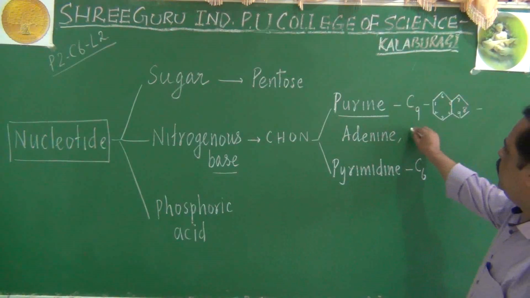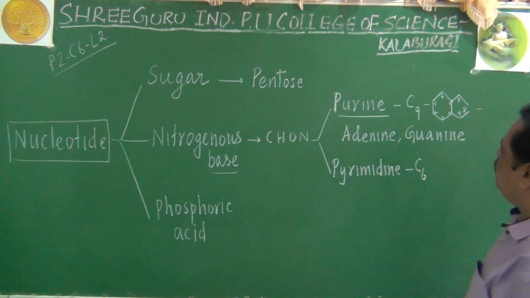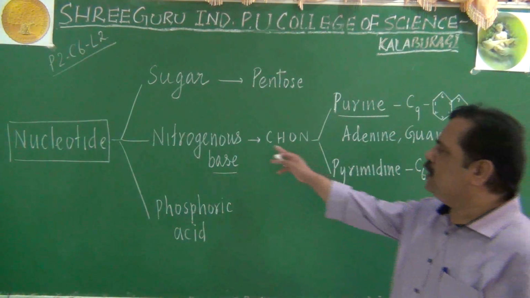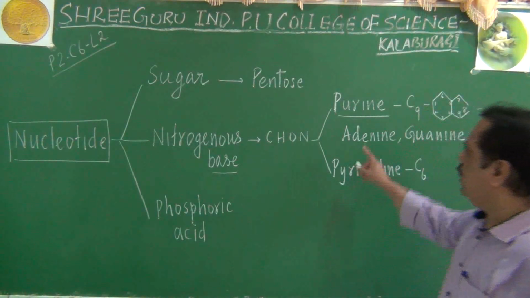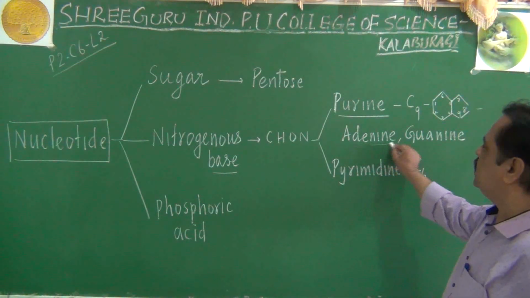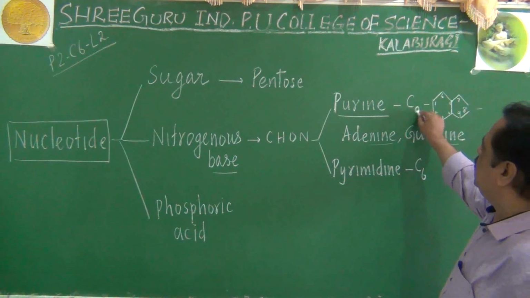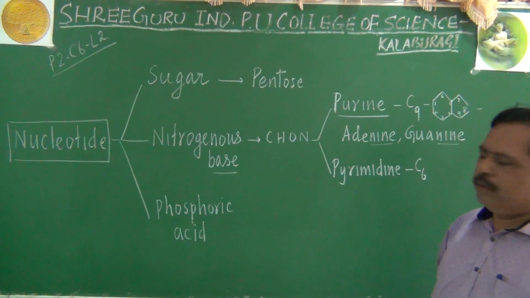Second type of purine can be called guanine. Adenine and guanine are the 2 types of purines present in the nitrogenous bases. Adenine and guanine, from the suffix itself, 9 it ends here. So you can remember it is a 9 carbon compound actually. Okay, purines are 9 carbon compounds.